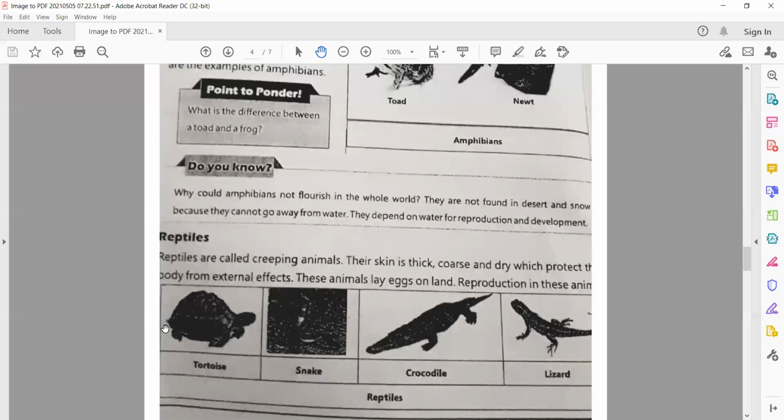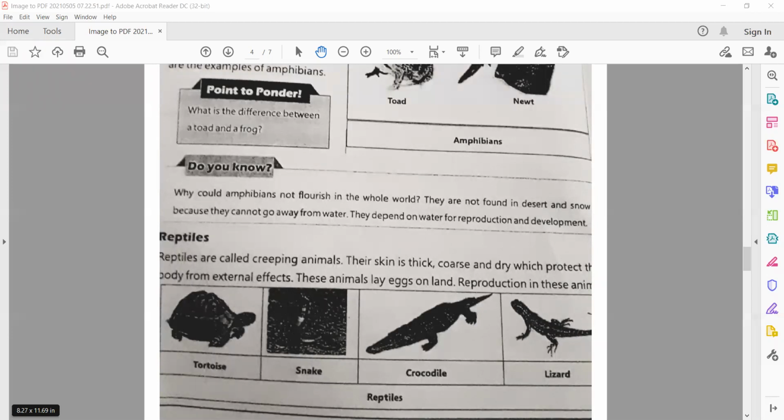That's why amphibians did not flourish in the whole world. They depend on water for reproduction and development. Okay, कोई आपसे पूछे कि why amphibians did not flourish in the whole world while reptiles are so flourished? So your answer could be that they cannot go away from the water because they depend on water for reproduction and development. Now let's move to the next, that is reptiles.